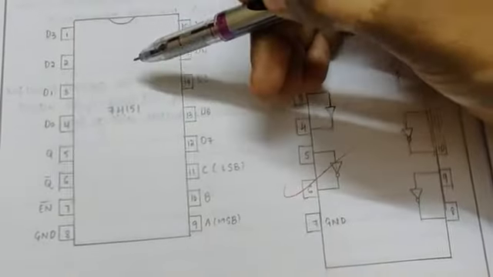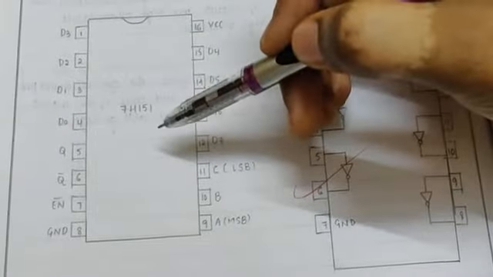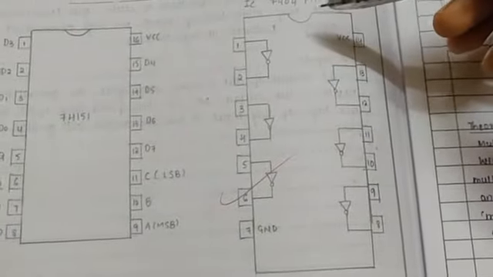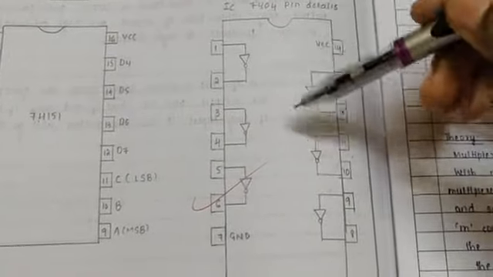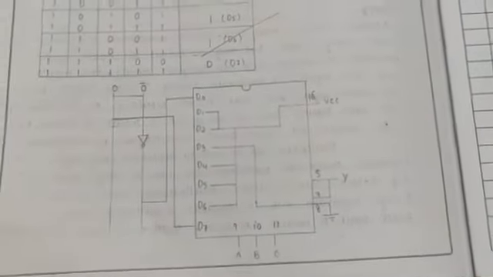Okay, this is the pin configuration of 74151 and this is the pin configuration of 7404, the NOT gate. Why do you need a NOT gate? Whenever you get a bar, you are supposed to make use of a NOT gate, right? So this is why you are supposed to use a NOT gate.